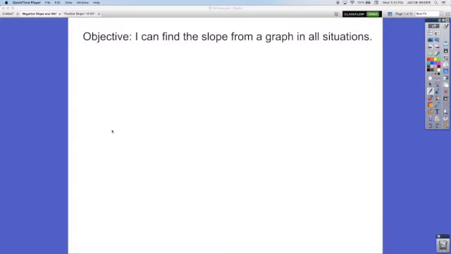Go ahead and write down: I can find the slope from a graph in all situations. I can find the slope from a graph in all situations. Okay?